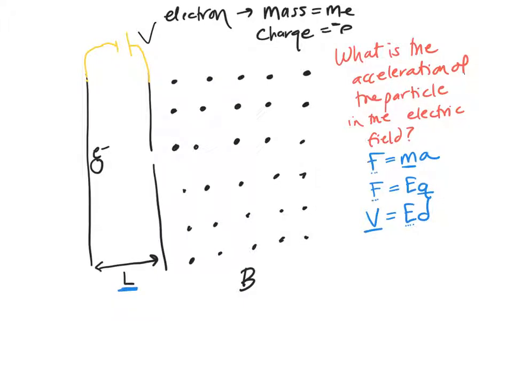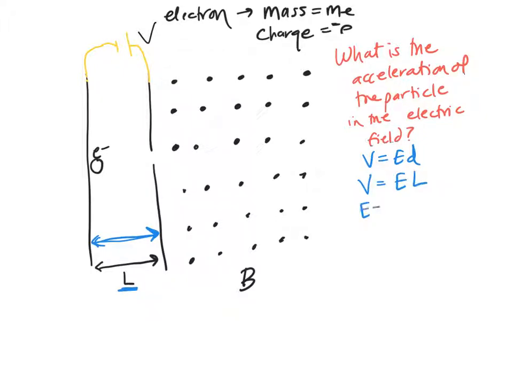D is always the distance between these plates, okay? If you're ever going to use V equals ED, D can only ever be the distance between the plates, not how far the particle is moving in this situation. So voltage, we're looking for E, D is L. So the electric field strength would be V divided by L.